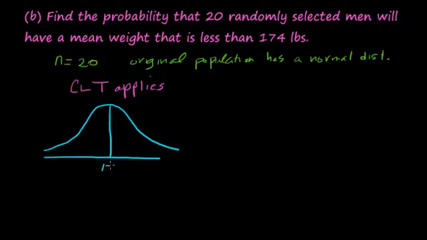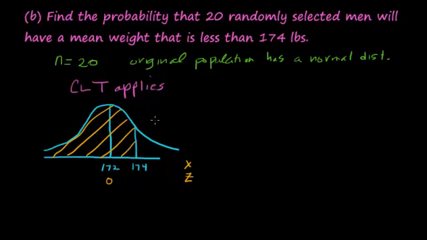Here's our mean at 172. We've got this value out here at 174. And we want less than, so we want to shade this area here. Okay, so our x values are here. We'll find our z's. Of course, this is 0.